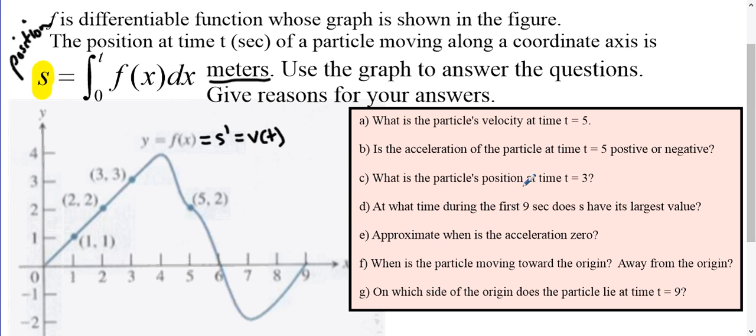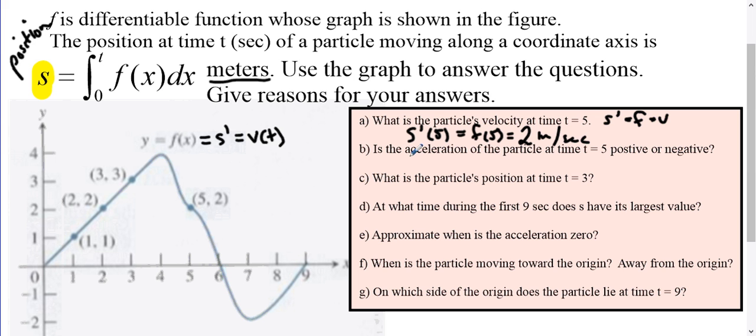Okay, so let's go through this and try to figure this out. What is the particle's velocity at t equals 5? Since s prime equals f, which equals velocity, we can figure this out by simply taking s prime of 5, which will equal f of 5. Looking at the graph, f of 5 equals 2, so it'll be 2 meters per second. And that would be our answer.